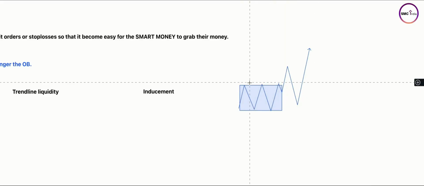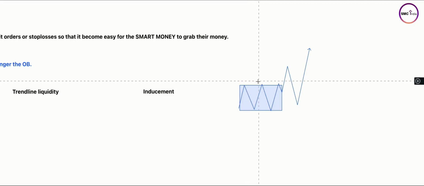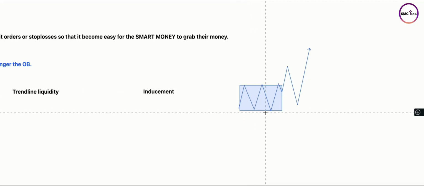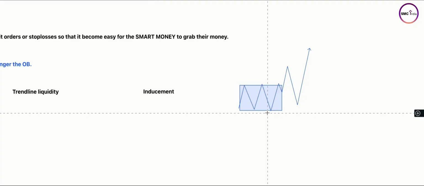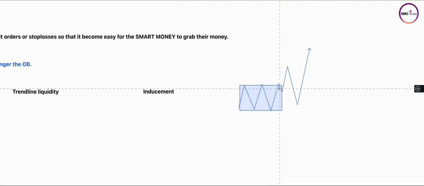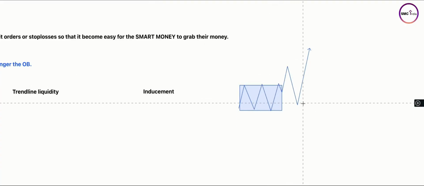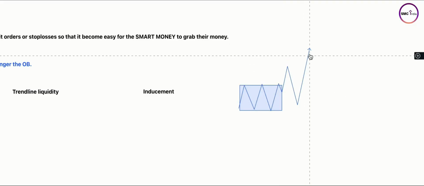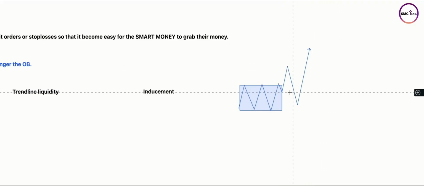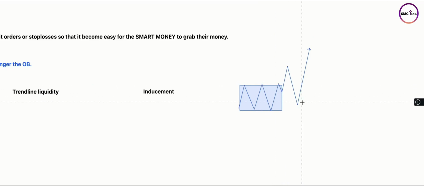So what happens is that a lot of retail traders' money rests above this level of resistance and below this level of support. And what the smart money does is that it grabs this money, comes to this unmitigated order block, and shoots the price up. So the price moves in accordance with the smart money.